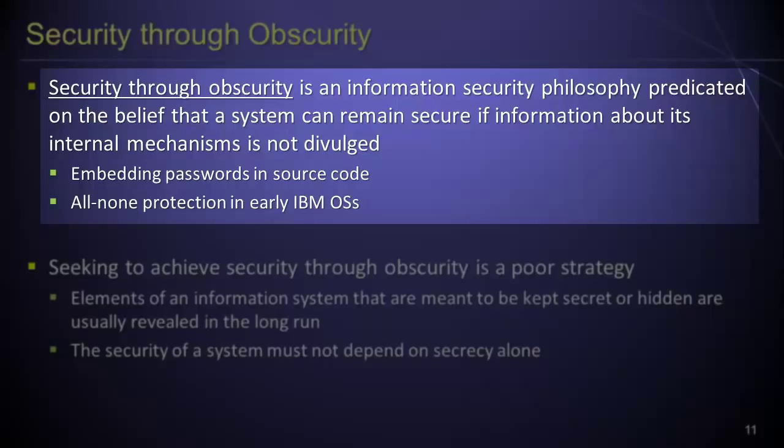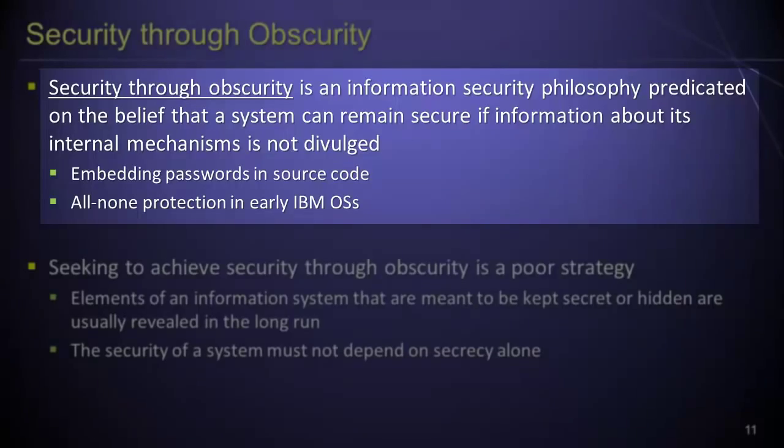A developer, for example, might employ this strategy by embedding the username and password for a database inside her source code, thinking that the username and password will be safe after the program is compiled. Another example of the security through obscurity philosophy is the all-none file protection that was a hallmark of early IBM operating systems. In the all-none approach, access to a file required the user to know the name of the file. Since the operating system would not allow a user to generate a list of the files contained on the machine, not knowing the name of a file was considered a security barrier.